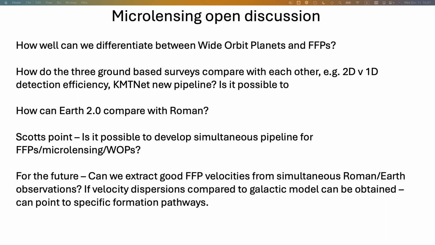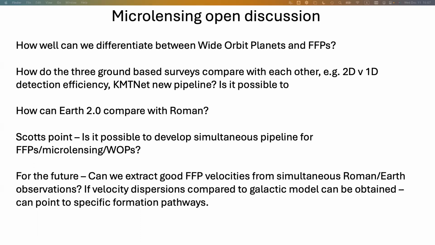So how can we differentiate wide orbit planets from FFPs? There's a lot of things, whether they could be white dwarfs. Are they FFPs is the problem. Then it's like, how do the three ground-based surveys compare with each other? We heard NOAA had the 2D versus 1D detection efficiencies. KMTNet has got the new pipeline. We've got lots of things.